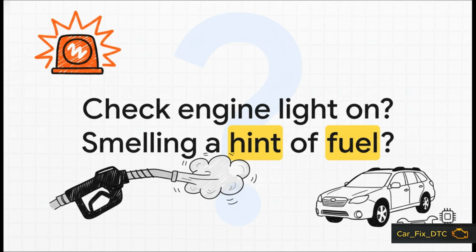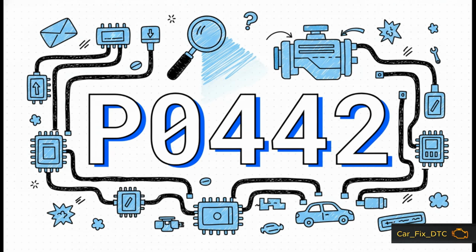You know the feeling. You see that little orange light on the dash, your heart sinks a bit, and maybe, just maybe, you catch a faint whiff of gasoline. If that sounds familiar, don't panic. You are definitely not alone. This is the classic starting point for this very common issue. And this is our culprit right here, P0442. That's the specific code your car's computer is flagging. But here's the good news. Because this code is so specific, the fix is often way simpler than you might think.